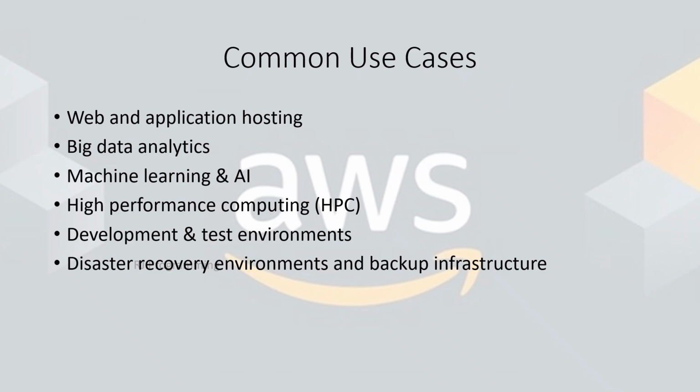With GPU instances, EC2 powers AI and machine learning tasks, from training models to running real-time inference. Developers also use EC2 for test environments since you can spin up a server, test, and shut it down very quickly. And finally, EC2 is used in disaster recovery plans. Servers can be launched on demand if a primary data center goes down.